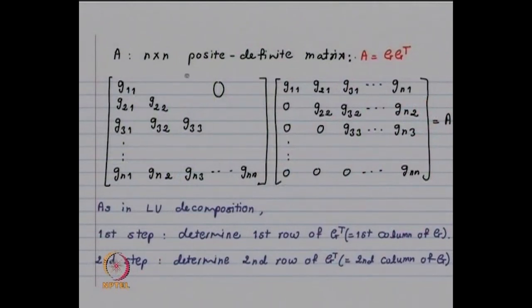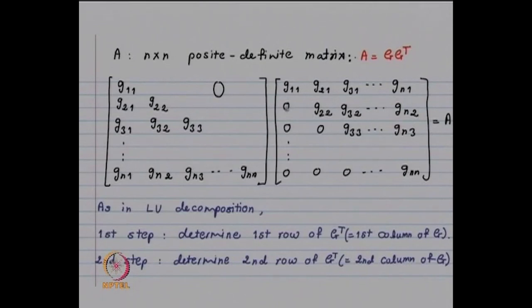So, here is an n by n positive definite matrix given. Now, you want to write it as G, G transpose, where G is a lower triangular matrix, so all the entries above the diagonal are 0. When you look at G transpose, all the entries below the diagonal will be 0. So, as in case of LU decomposition, our first step is going to be to determine the first row of G transpose, and that will also determine the first column of G. So, consider the first row here and multiply by the first column. That will give us the entry A11, then first row into second column, first row into third column and first row into nth column.